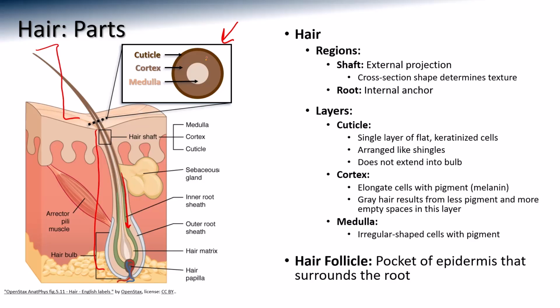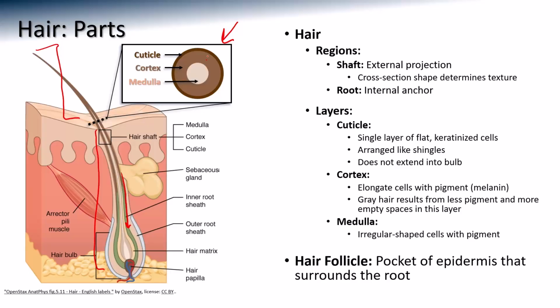The middle layer here then is going to be the cortex, and these are kind of long cells that contain pigment. And just like the epidermal keratinocyte cells, the pigment here is going to be melanin once again. All right, and then our deepest layer is going to be the medulla, and the medulla is full of irregular shaped cells that also have some pigment.